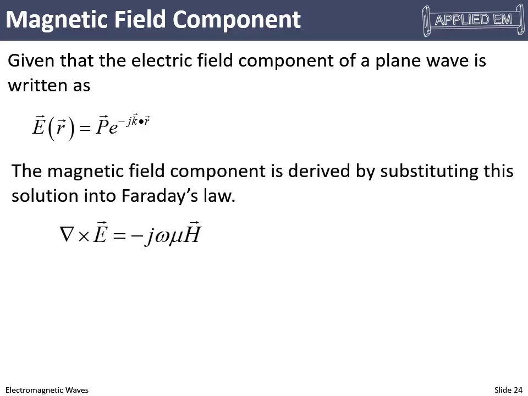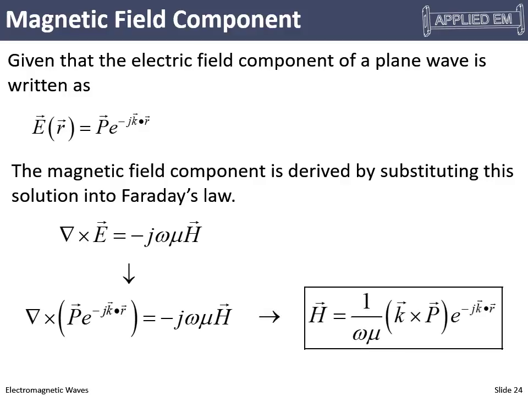And we refer back to Faraday's law, where we have the curl of E is minus j omega mu H. Well, we have an expression for E now. Let's put that expression in for E, do some math, and solve for H. So we put that expression in, we do our math and solve for H, and now we have a general expression to find H given the electric field parameters.